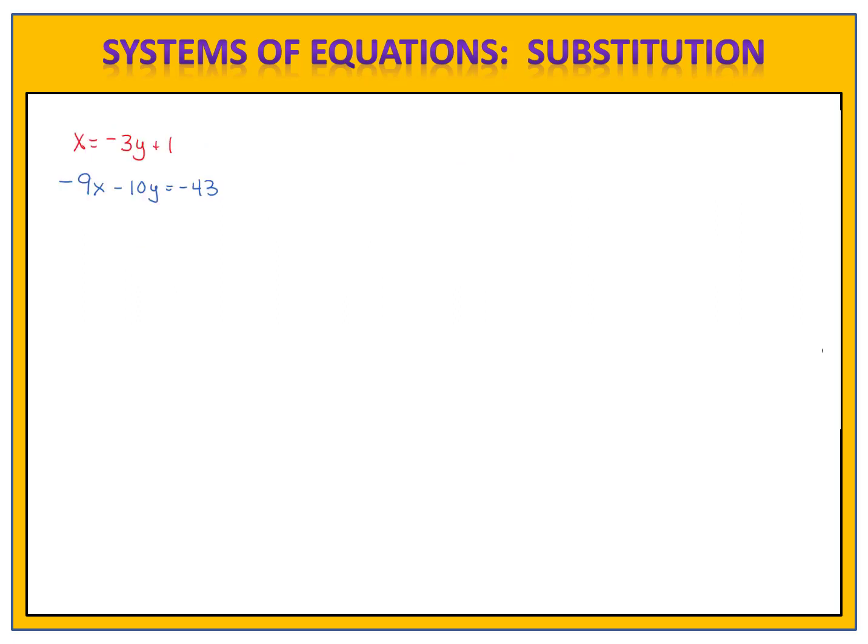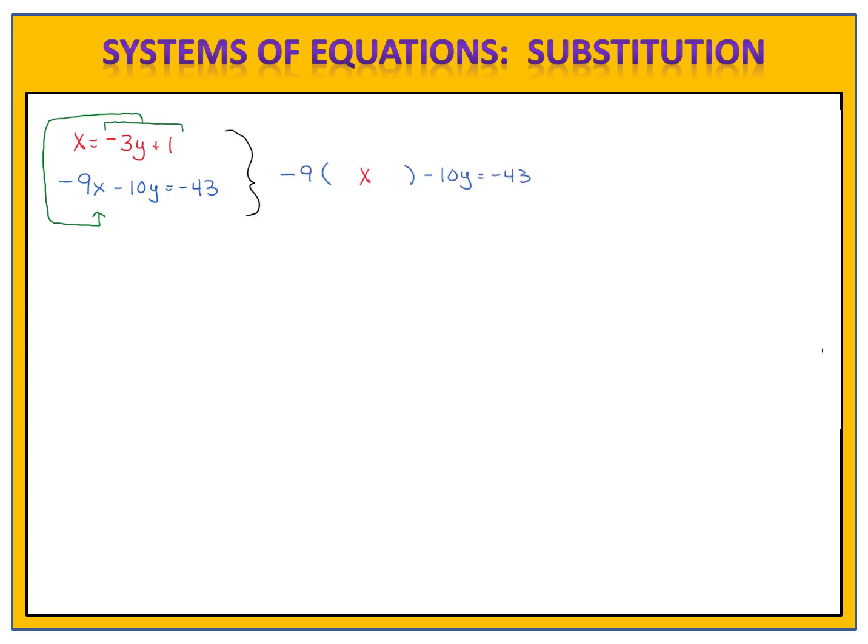In our next system, we have something a little bit different. We don't have either equation with y equals, but we do have our first equation in red with x equals. In this case, x is the same as negative 3y plus 1. We can use substitution to replace the x in the second equation with negative 3y plus 1, since x is the same as negative 3y plus 1. That's what the red equation tells me.